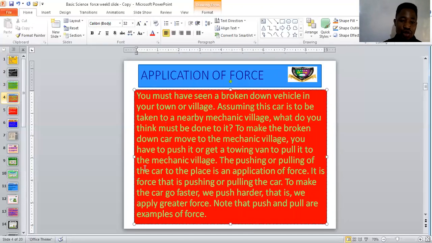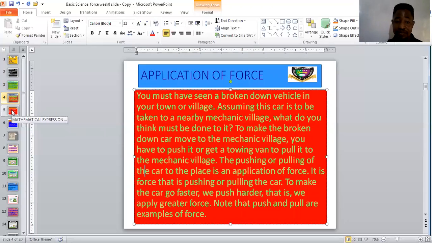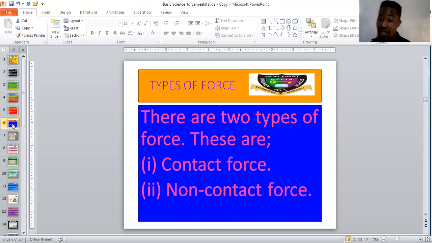Note that pull and push are examples of force. Okay, now let's go to types of force. We have two types of force, and they are contact and non-contact force. What does it mean for force to be contact? Or what do we mean by contact force? Now, let me quickly explain. Contact force is the force that exists between two objects in contact.